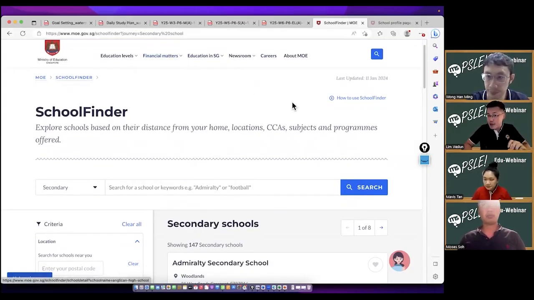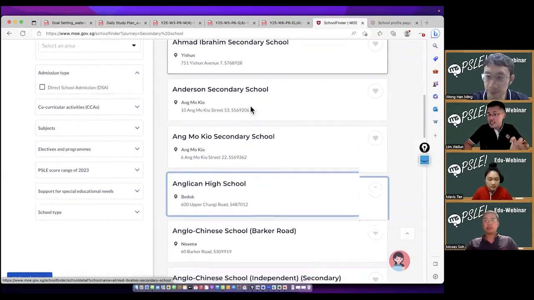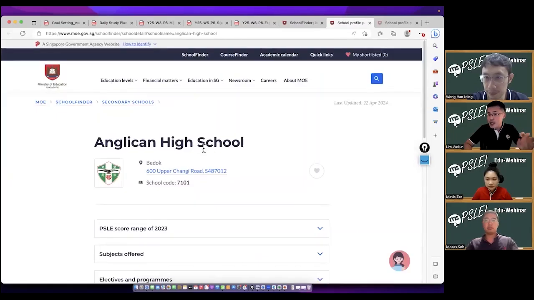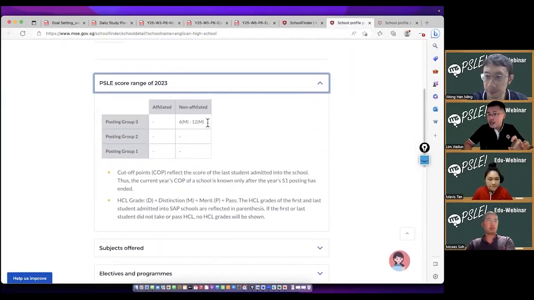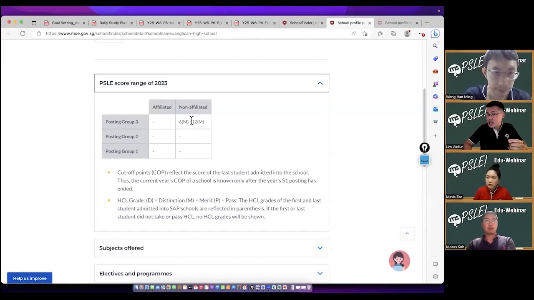So Teacher Mavis has already posted there. You can see, once you look at this MOE SchoolFinder, for example, if I just click on, say, Anglican High School, you can actually see here under the PSLE score range the cutoff points of the school last year. So they have not updated yet, you can see it's still 2023. The 2024 posting exercise finished just recently in the past year, so that's why they have not updated the score yet. It still reflects as 2023. But essentially this was the cutoff point from 2 years ago in 2023.